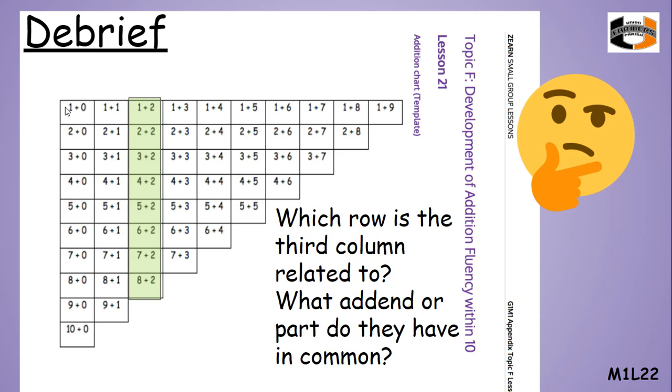Which row is the third column related to? What addend or part do they have in common? So which row going across is related to this column? Right, we're looking at the +2s. The column has +2, and then we found a row that has 2 plus. So the addend they have in common is 2.